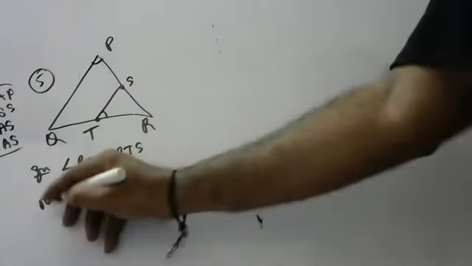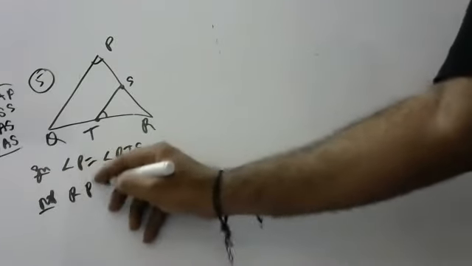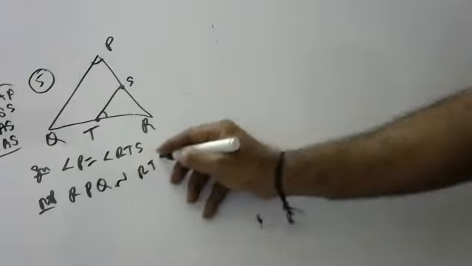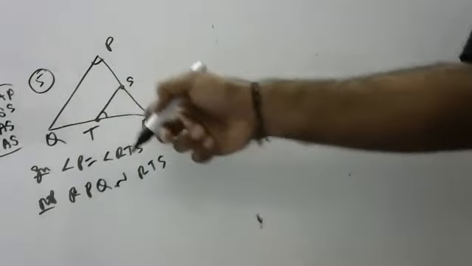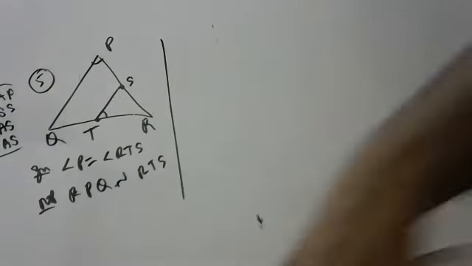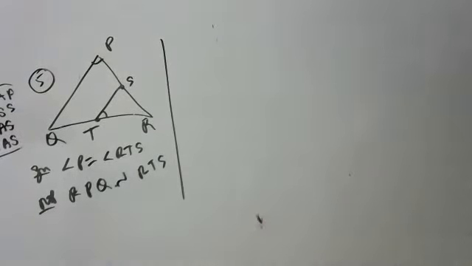Okay. Required to prove: big triangle RPQ is similar to small triangle RTS. This big triangle and this small triangle are similar. He's asking, anyone wants to say, children?